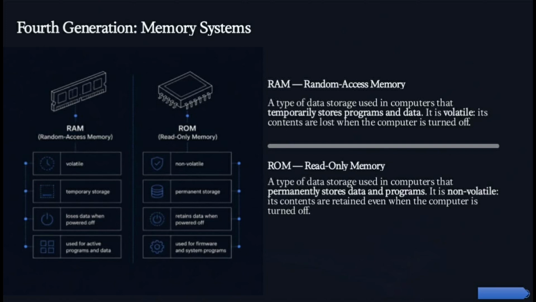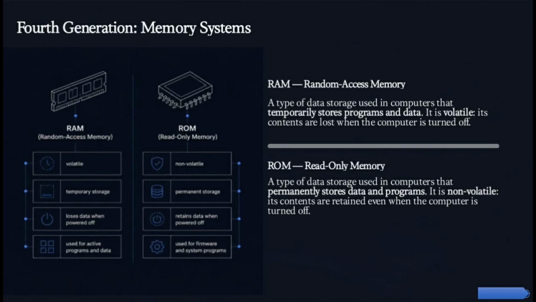RAM is also called volatile memory. So when we say volatile, it means the information stored in RAM is lost when the computer is turned off. For example, we are typing documents and the computer is suddenly shut down before we save our work. So the unsaved information may be lost. In simple words, RAM is used for temporary storage and running active programs and data.